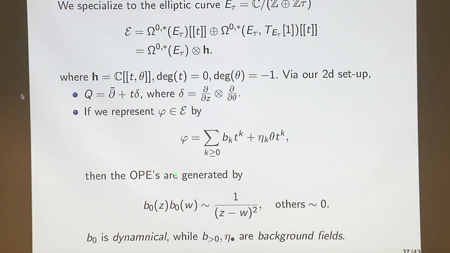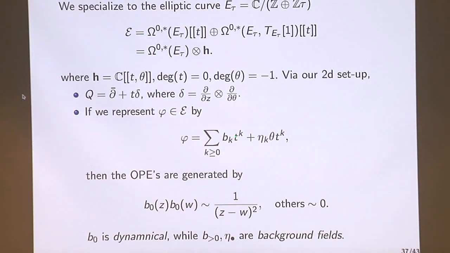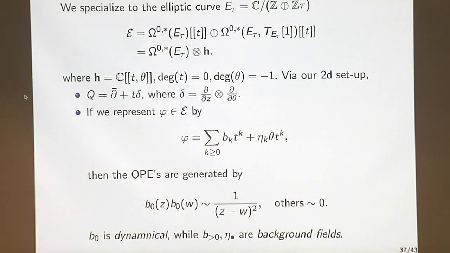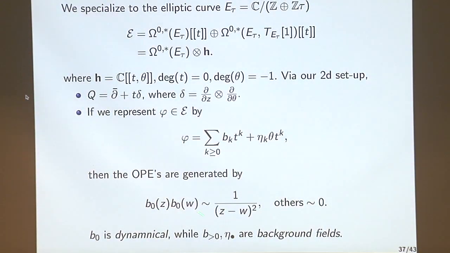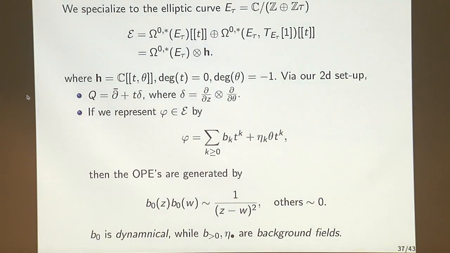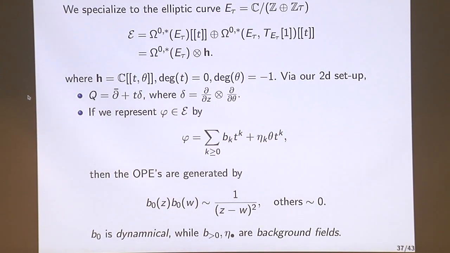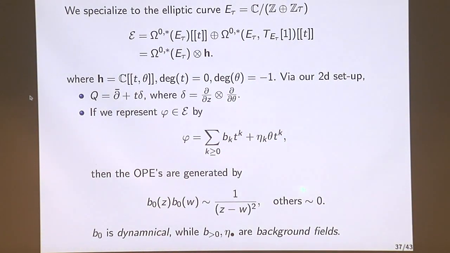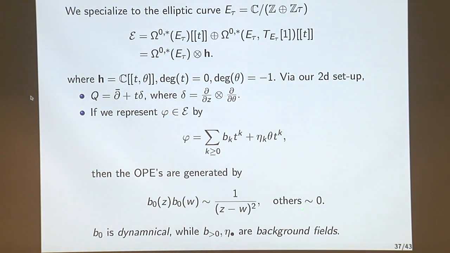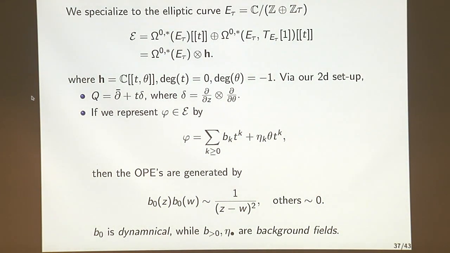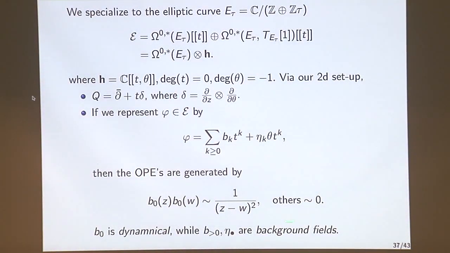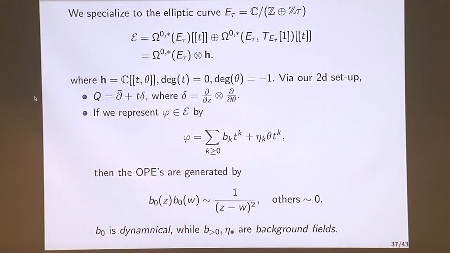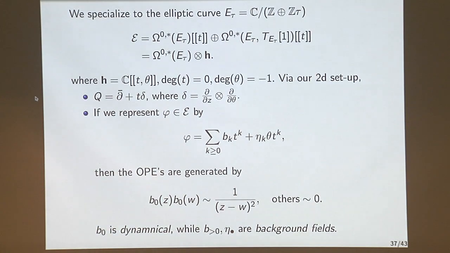Then from this parameterization, the OPEs of the field are generated by, first, the OPE between the B naught and itself, and the singular term is given by this order 2 pole, which represents the fact that they come from a free boson, and all the other OPEs are 0. This is why the theory actually is Poisson instead of symplectic. The OPEs are quite degenerate. But that's fine. This is something we can work with in the Poisson case and do this quantization.